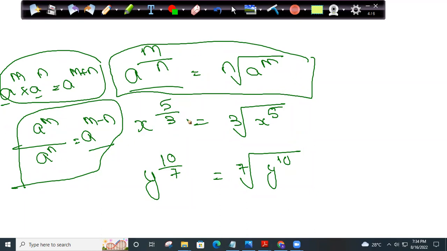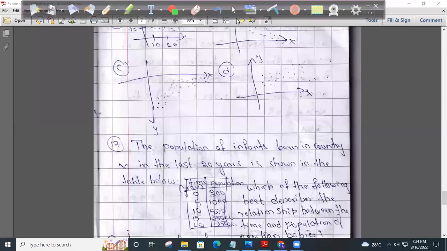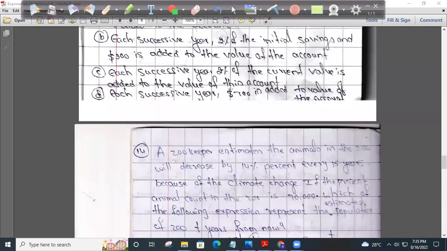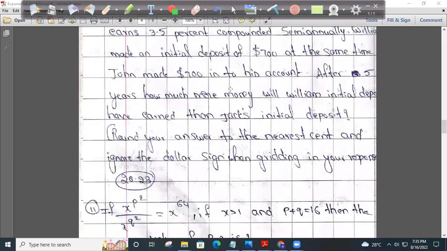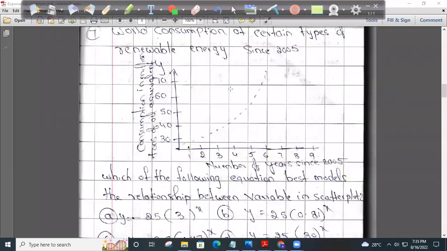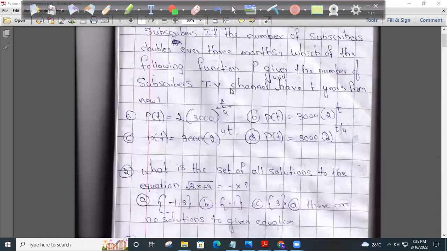If you know these, you might get one more question. So far only 4 concepts: x-intercept, y-intercept, square root, and these formulas. Only 4 concepts I taught you. Using the 4 concepts, we can do these questions. Let me show you what questions can be asked based on this concept. Yeah, these can all be asked. Everything can be asked.